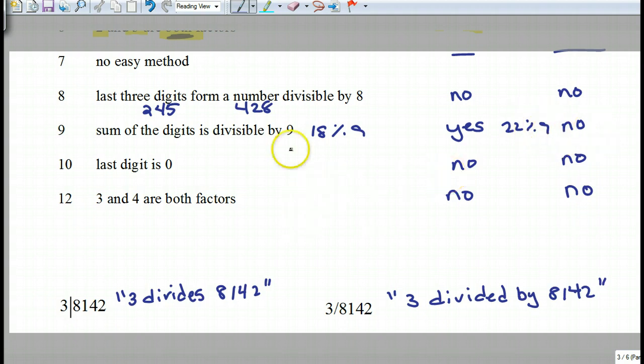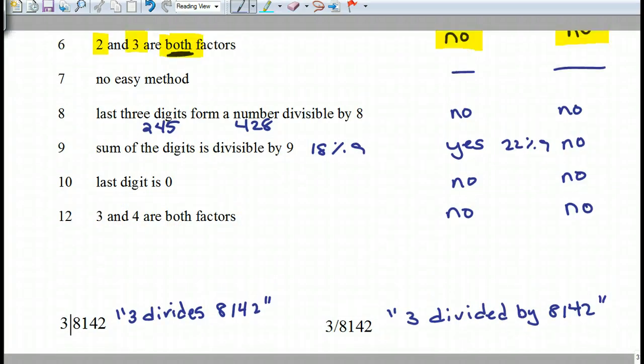Okay? It's divisible by 10 if it ends in a 0, and neither one ends in a 0. And then on 12, it's like the number 6. You have to go back up and see if 3 and 4 are both factors, and neither one of them has 3 and 4 as a factor.